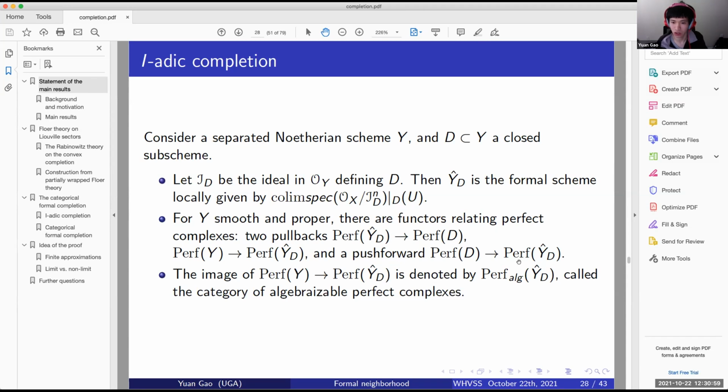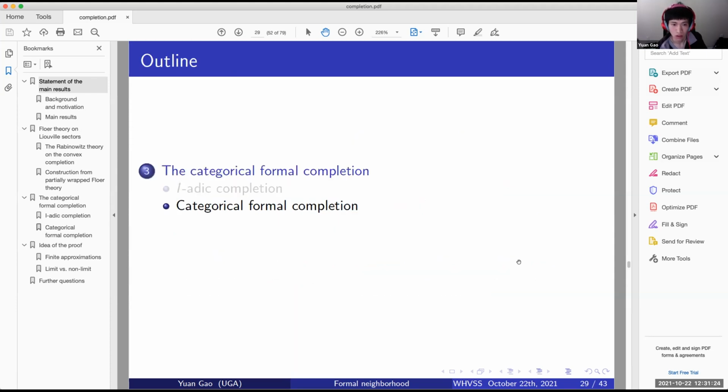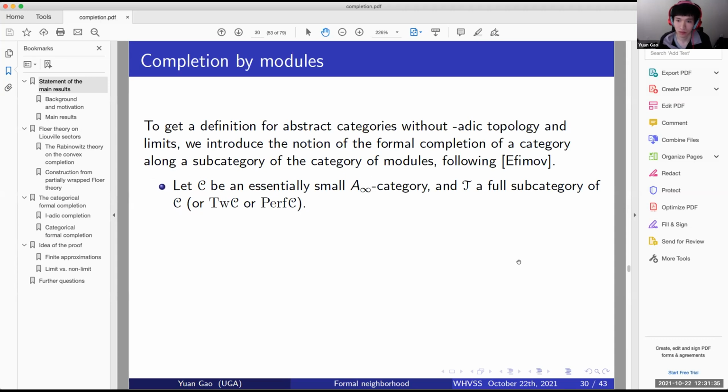That is, the objects of this category are the same as those in Y, but you compute the Homs by restricting to the formal neighborhood, namely you take those limits in the definition in the first. Then the crucial part is to introduce a definition of the formal completion without limits for abstract categories. So that's some early work of Efimov.